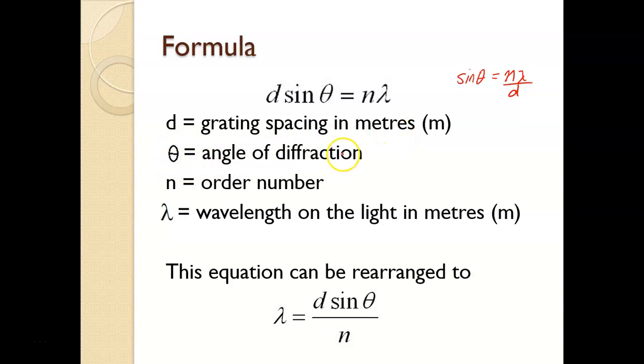Theta is that angle of diffraction. n is the order number. We'll talk about that here in a moment. And lambda is the wavelength of light in meters. Oh, it's actually probably like this on your formula sheets.